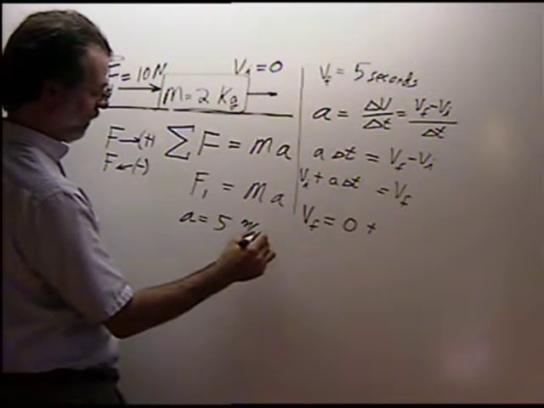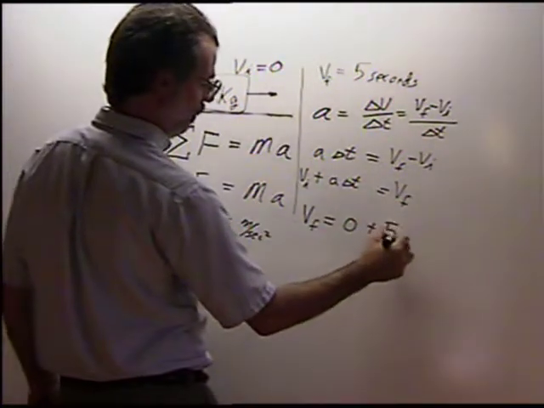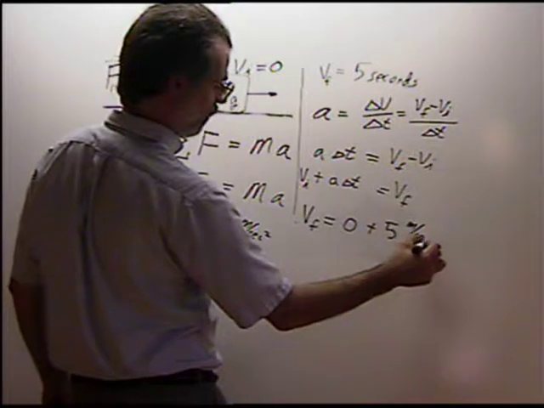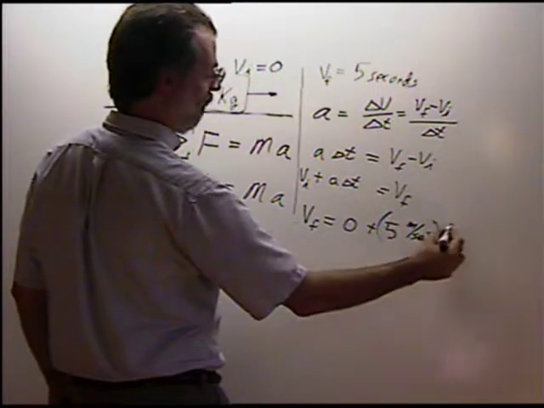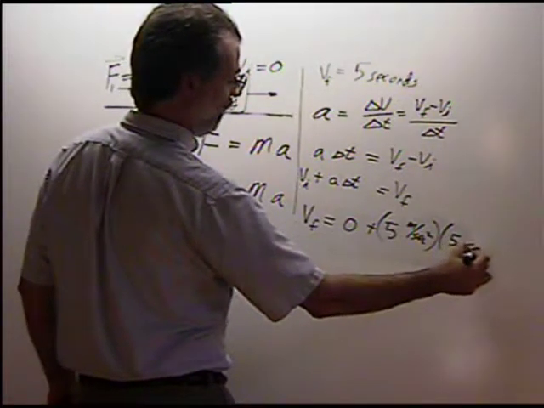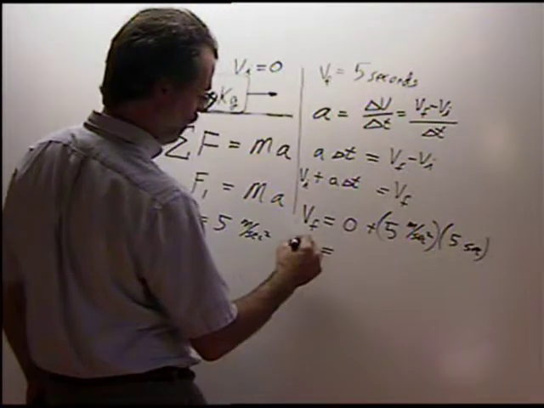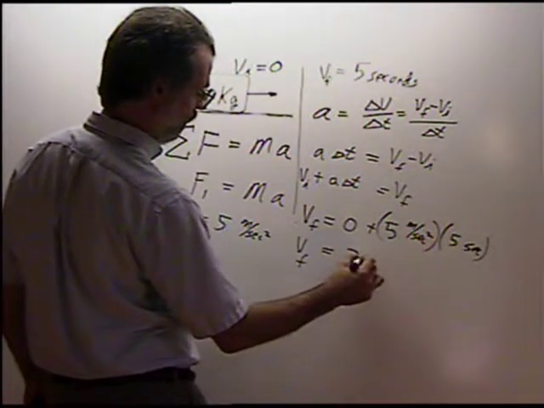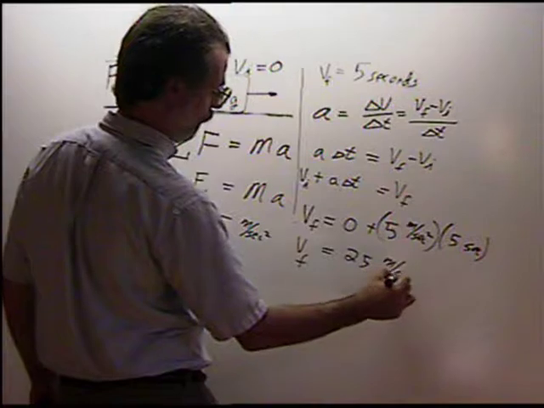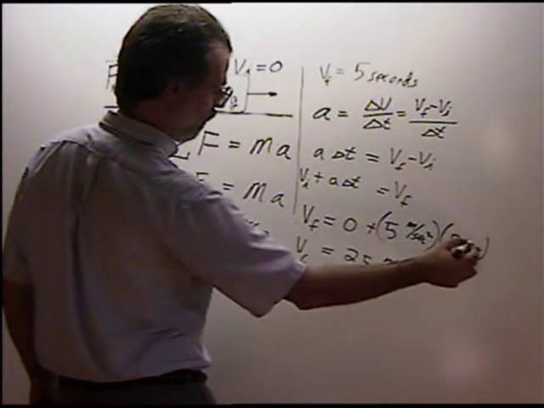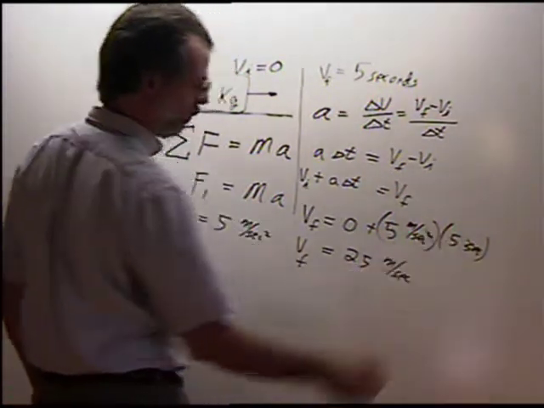5 meters per second squared for 5 seconds. We accelerate for 5 seconds. So the final velocity would be 25 meters per second. Well, meters per second, the seconds cancel out one of those.